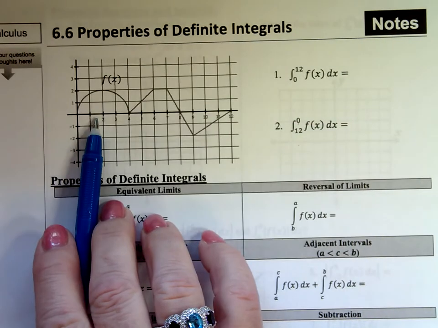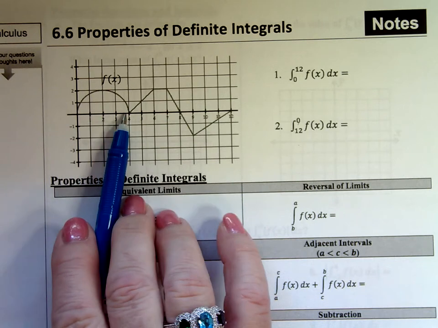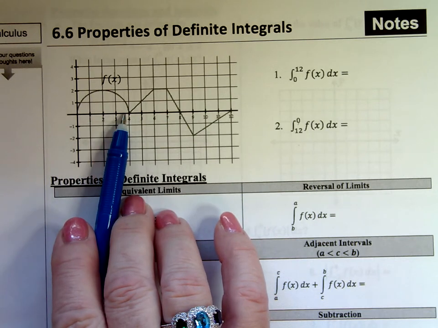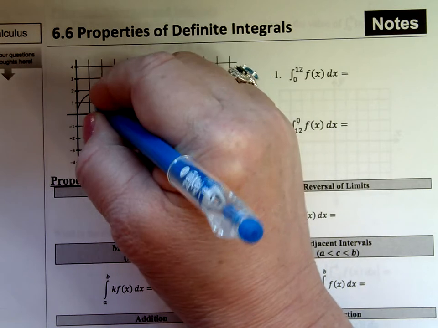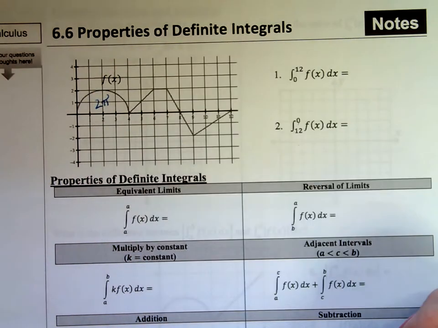I have a circle. It is half of a circle. So 1/2 of pi times 2 squared, and I'm just going to give you these because I know we talked about this in previous sections. That's a value of 2 pi.